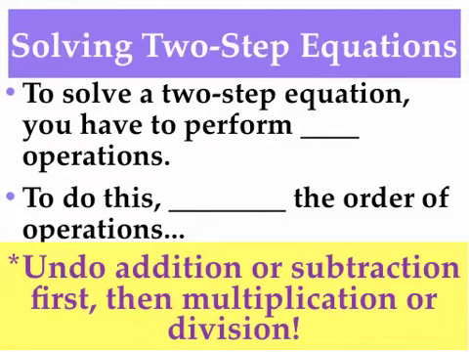When we're solving two-step equations, it says to solve a two-step equation, you have to perform 2 operations. So far, we've only performed one operation or done one-step equations. To do this, we have to reverse the order of operations, which basically means to undo addition or subtraction first and then multiplication or division.